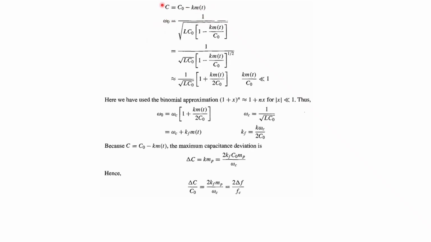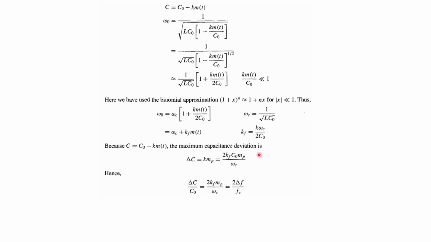In that case, just replace your C in order to obtain the resonance frequency. So here we have 1 over the square root of L times C; just replace it, and you can expand it using the binomial expansion. The first term you can keep and the remaining terms you can neglect, because k m(t) divided by C naught is very much less than 1. So you can neglect the higher terms, and finally your omega naught will be omega c plus k times m(t), because C is equal to C naught minus k m(t), which we already mentioned in the beginning.